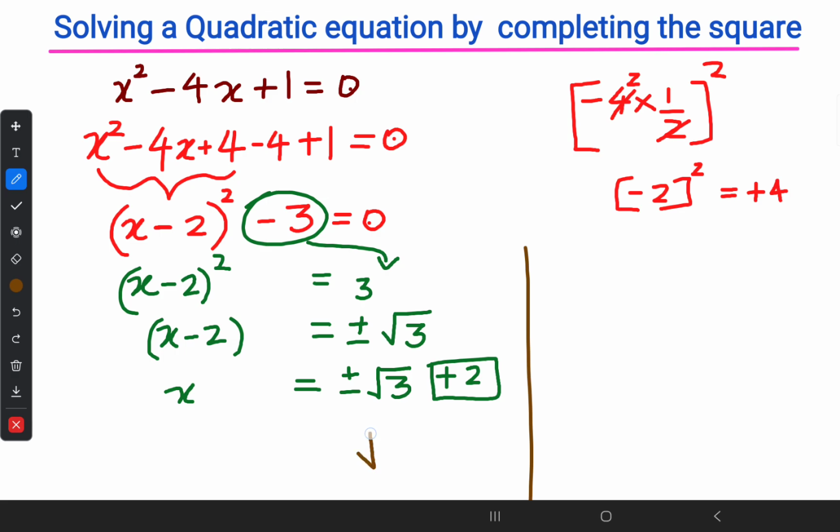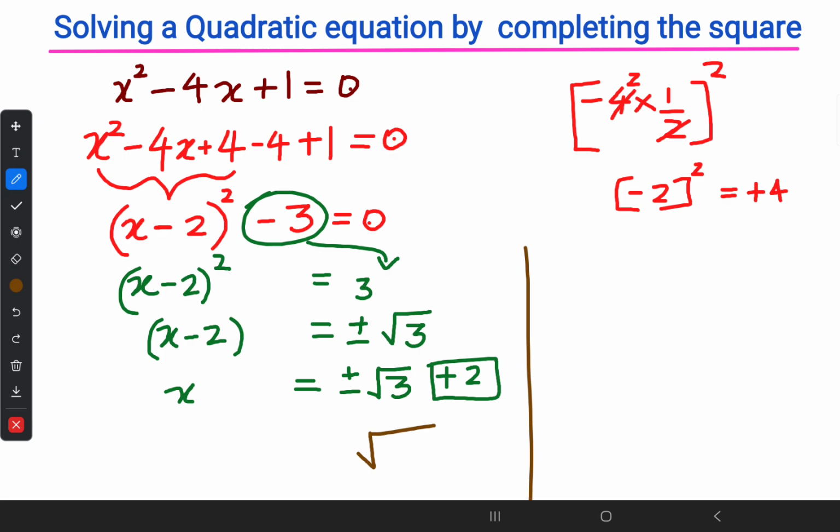These kinds of non-square numbers' square roots. Square numbers means 1, 4, 9, 25, 36. Those kinds of numbers are called square numbers. Other than that, you will have some other numbers like 2, 3, 5, 6, 7, 8, 10, 11.